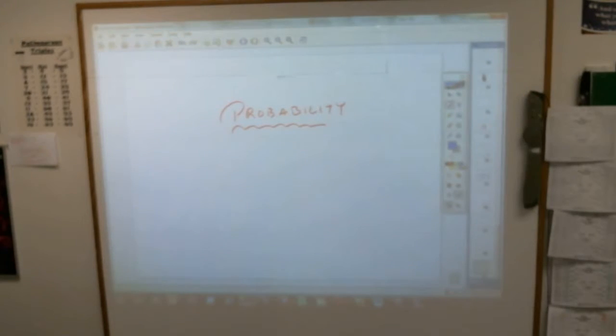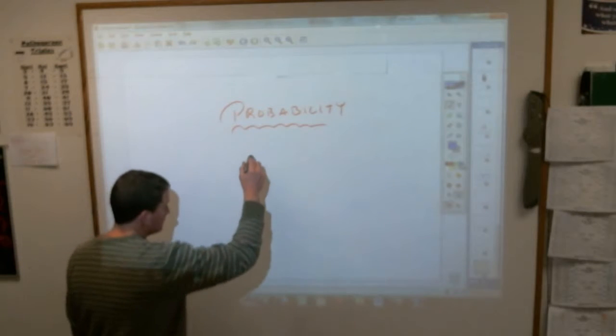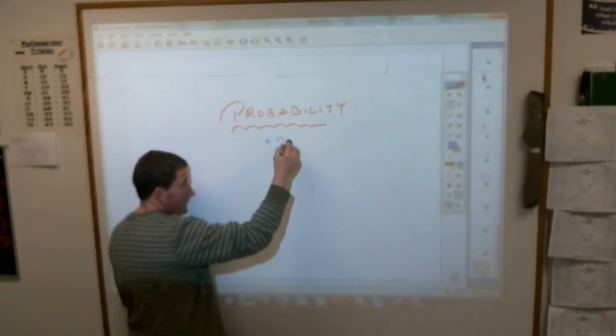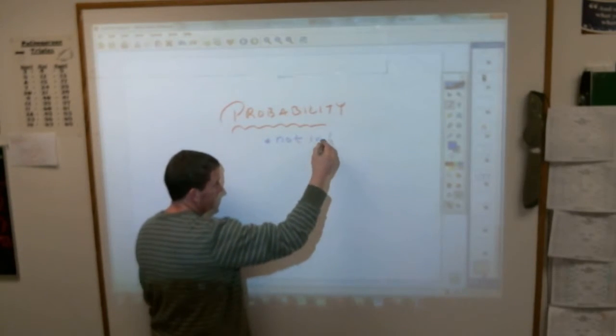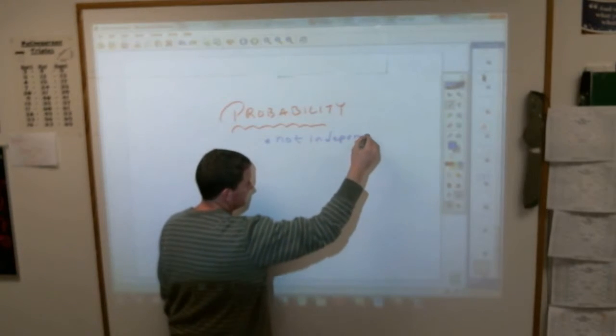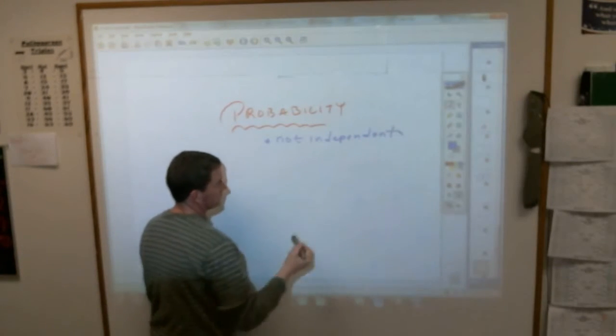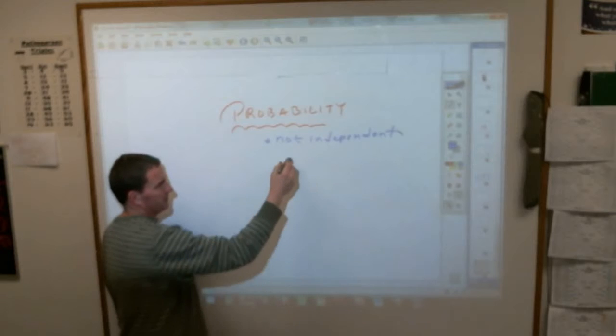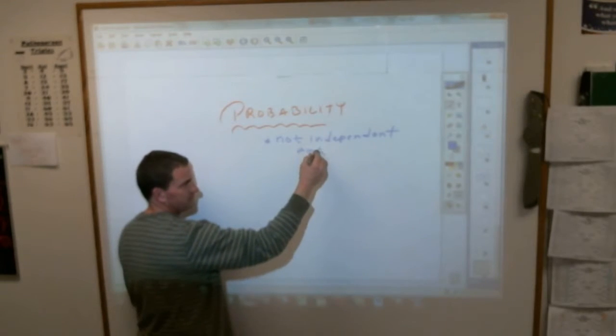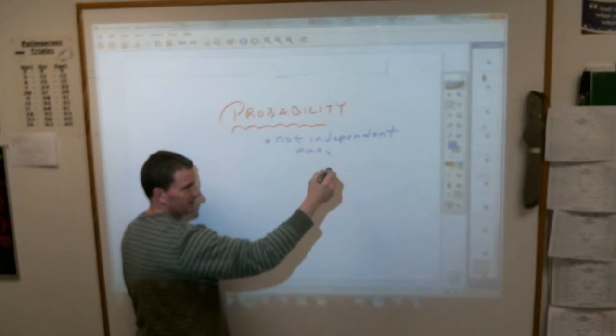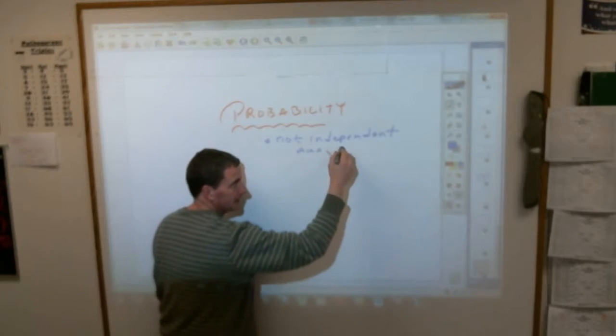Today's little spiel about probability, the book states, we are going to compute probabilities of events that are not independent. Or, the book says, you could also call them, if you're not independent, then you are dependent.